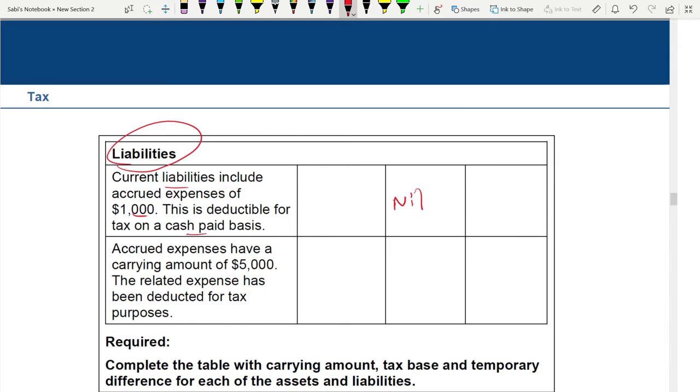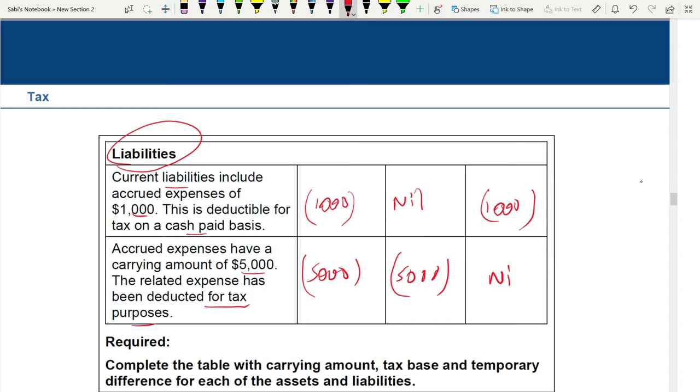Okay. Accrual, it will be 1,000. It will be negative because it's a liability. So here it will be negative 1,000. Then accrued expenses also have a carrying amount of 1,000, and this related expenses has been deducted for tax purpose. So both you are taking 5,000, and the difference will be nil. Okay, so now do you understand?